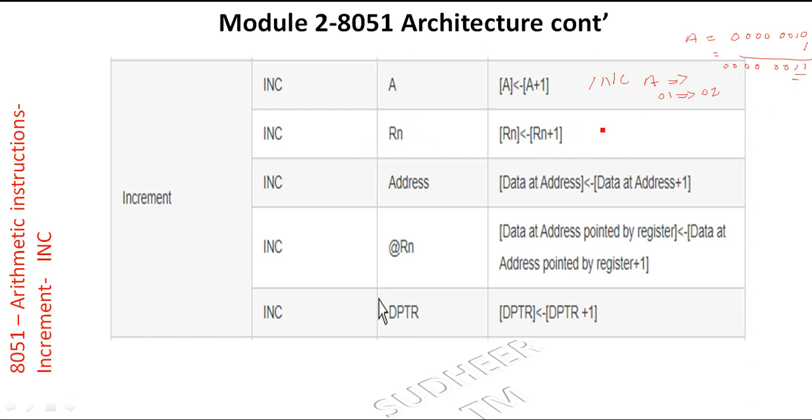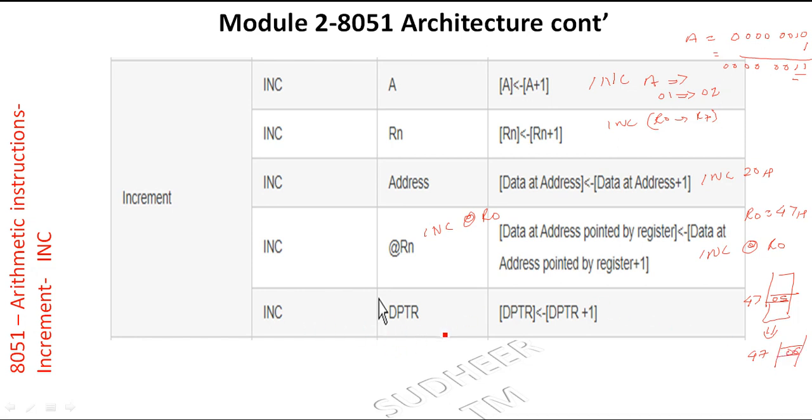Similarly for other registers, INC Rn, for example INC R0 to R7, we can use. Every time the content of the specified register will be increased by 1. Direct addressing mode can also be used here. For example, INC 20H: the content of the memory pointed to by 20 will be increased by 1. Then INC @Rn, for example INC @R0. If R0 is equal to 47H, then INC @R0 increments the content of memory location 47. Suppose it was 05; after executing the instruction, the 47th location will become 06.